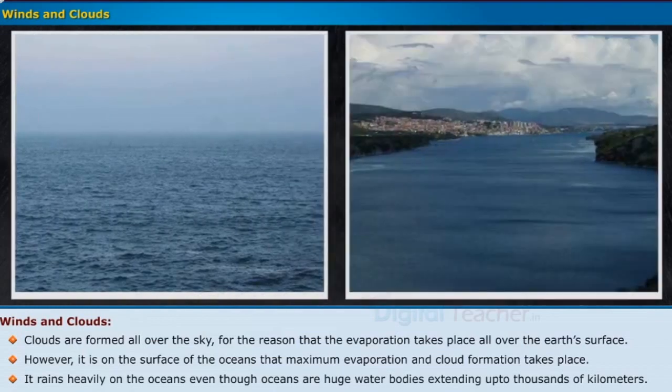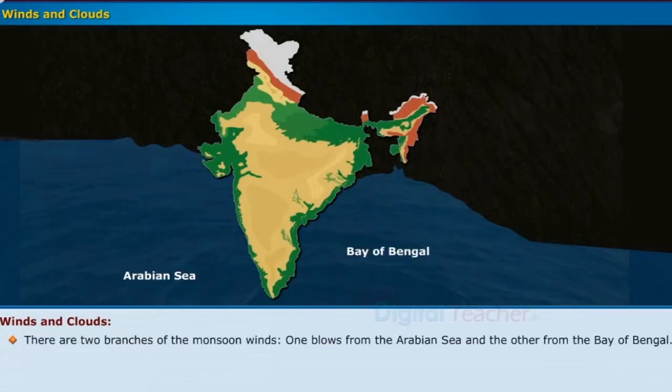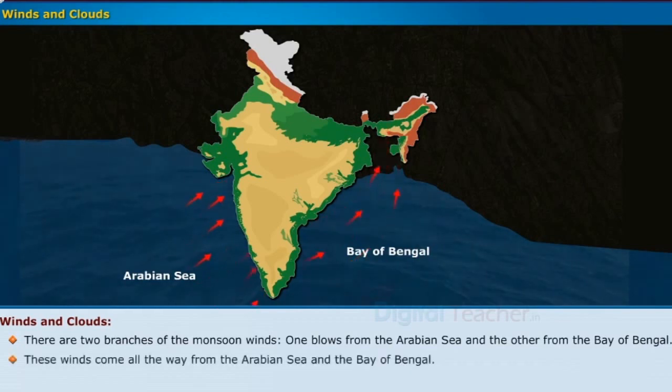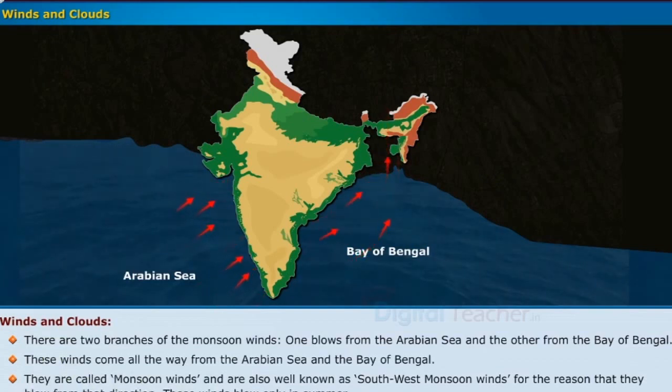Clouds also travel inland with the help of winds to thousands of kilometers to bring rain to us. There are two branches of the monsoon winds. One blows from the Arabian Sea and the other from the Bay of Bengal. These winds come all the way from the Arabian Sea and the Bay of Bengal. They are called monsoon winds and are also well known as southwest monsoon winds for the reason that they blow from that direction. These winds blow only in summer.